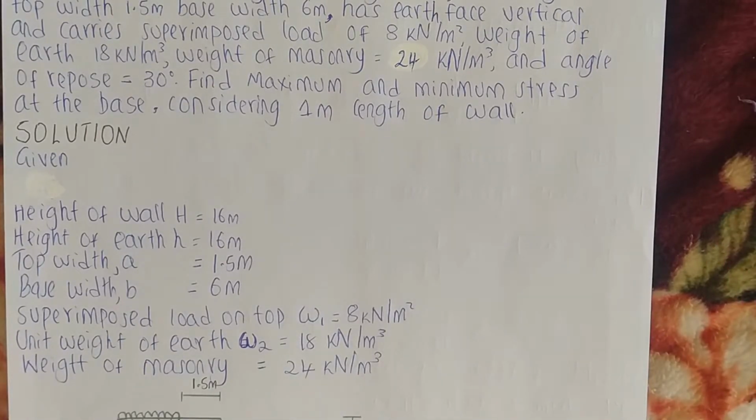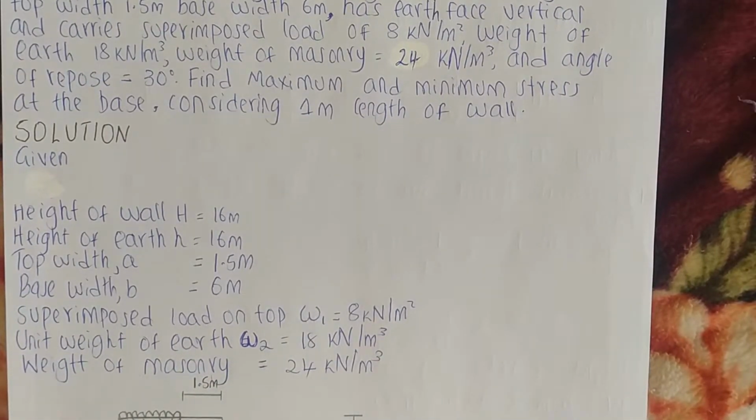So we are given that the height of wall is 16 meters, the height of the earth, which is small h, is equal to 16 meters also. The top width, which is A, is equal to 1.5 meters. The base width, which is B, is equal to 6 meters. The superimposed load on the top is W1, which is equal to 8 kilonewtons per meter squared, and the unit weight of earth is 18 kilonewtons per meter cubed. The weight of masonry is equal to 24 kilonewtons per meter cubed.